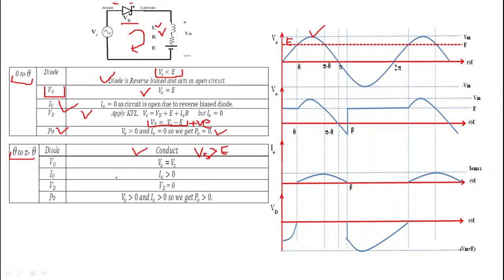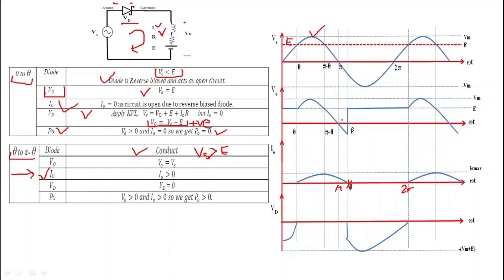So when the diode conducts, current I0 flows in the circuit. And as I already told you the concept, whenever an inductor is placed in the circuit, we get current up to beta. And what is this beta? Beta is between pi and 2 pi. So this beta lies between pi and 2 pi. If you want to know more about this concept, then watch my previous lecture on RL load. So here we get current up to beta.